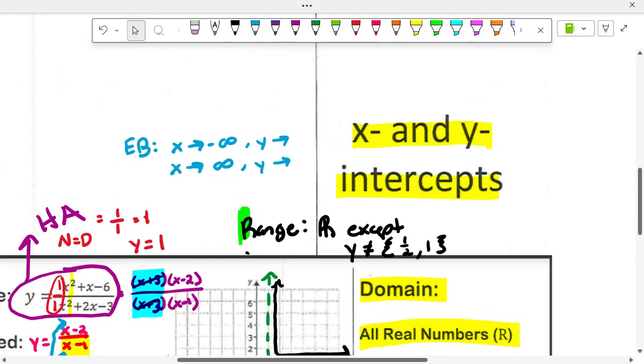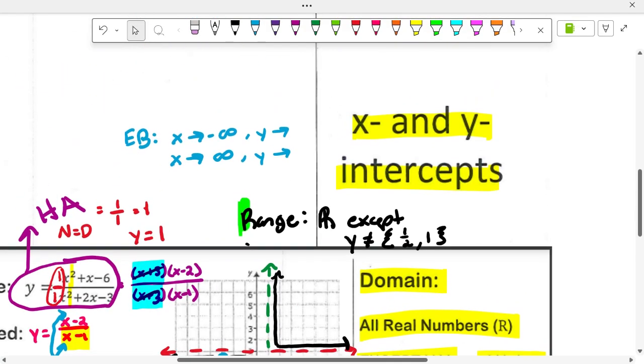So what is that asymptote? What's the horizontal asymptote? 1. So we just say y approaches 1. So end behavior for rational functions is actually easier than end behavior for polynomial functions, for the sheer fact that if you know where the horizontal asymptote is, you know where the end behavior is.